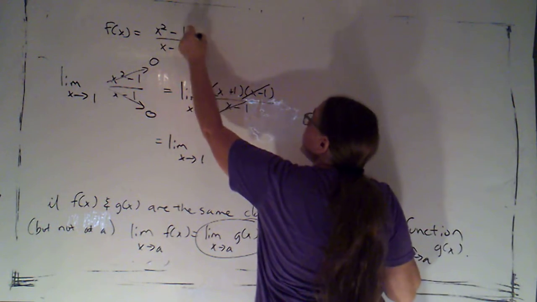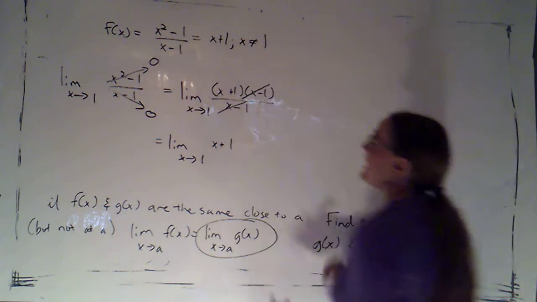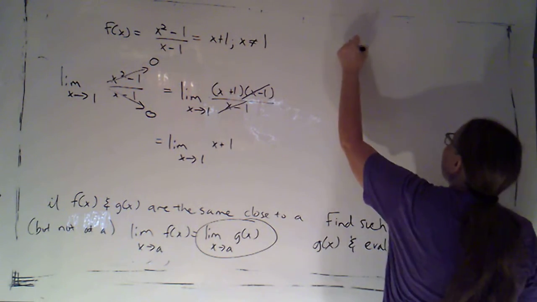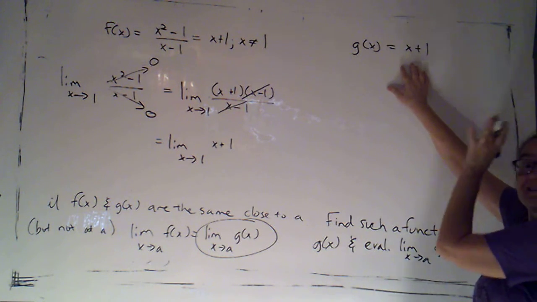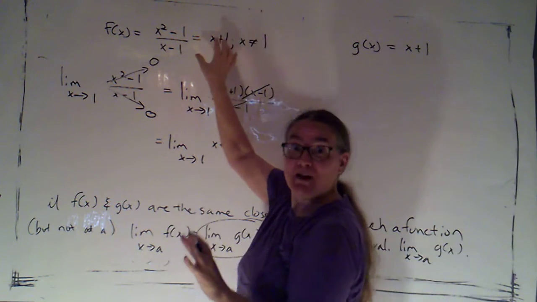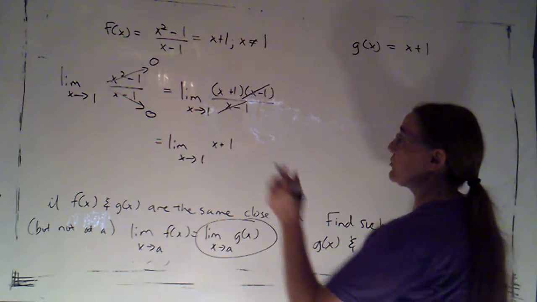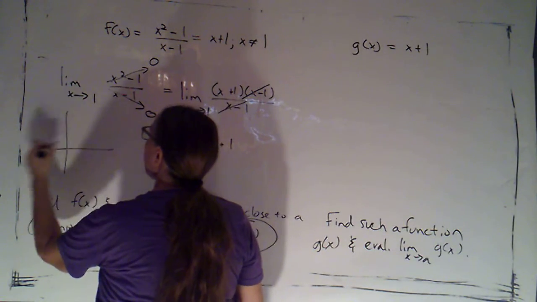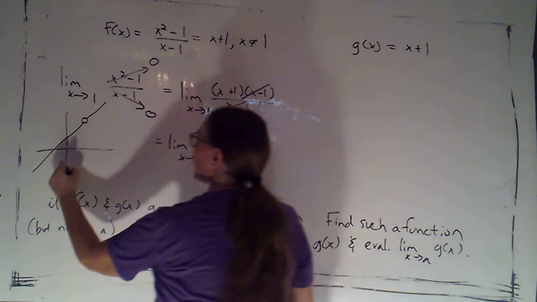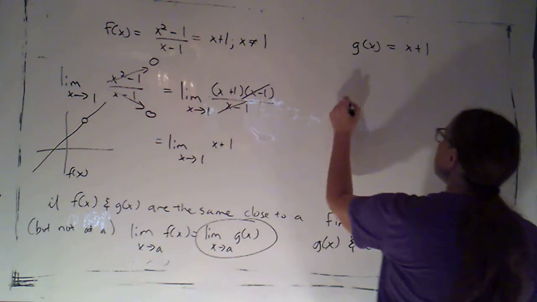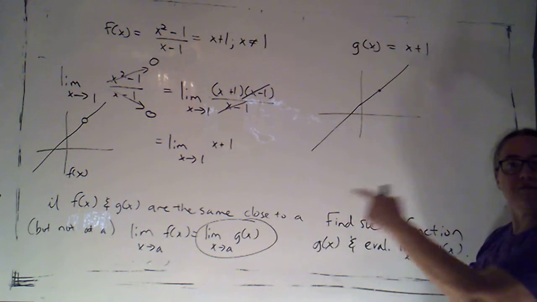I would be able to say, if I wanted to, f of x is the function x plus 1, with the restriction that x isn't 1. What I'm saying here, though, is g of x can just be the function x plus 1. That's the same as f, except at 1. Okay. So f, if I were to graph it, would essentially be a line with a hole in it. It would look like so. That's my f of x. G of x is that same line, but with a point there instead of a hole.